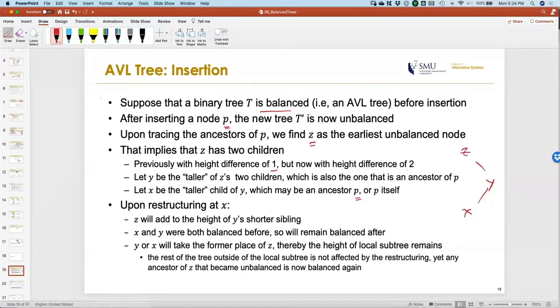Then in that case, we are going to do a restructuring on the X. The restructuring on the X is going to push the Z down to contribute to the height of the shorter subtree, and then it's going to promote either X or Y up, and in the process, either keeping the height the same or shortening it a little bit so as to achieve the balance back.